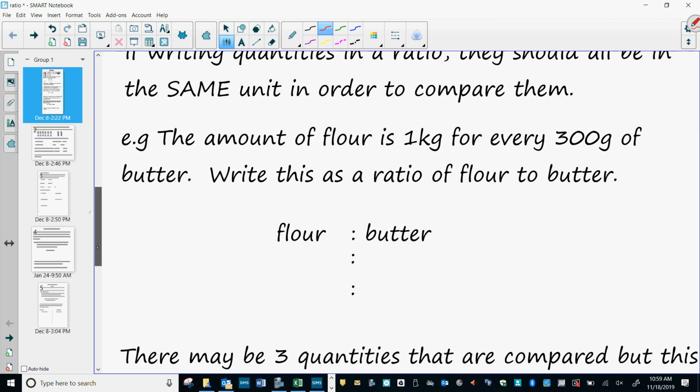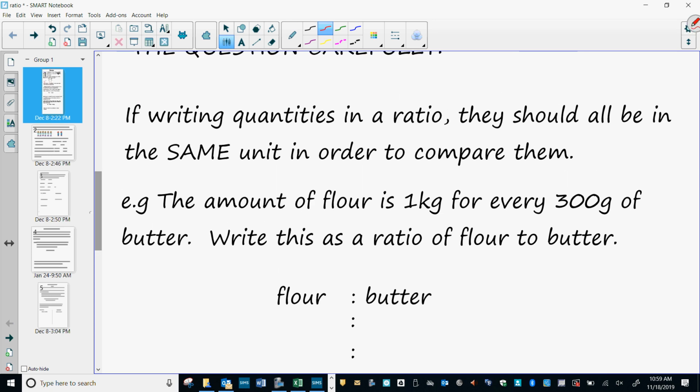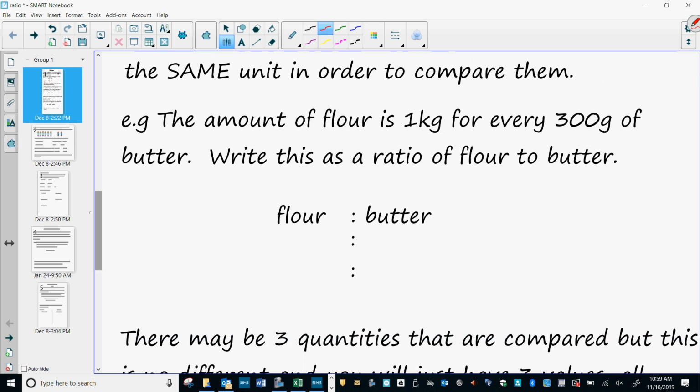Right, okay, so here we go. It also should be in the same units in order to compare them. So this one here, we've got flour 1 kilogram for every 300 grams of butter. This is the ratio of flour to butter. So my flour at the moment is 1 kilogram and my butter is 300 grams. Are kilograms and grams the same units? No. My question first of all is, is it better to change them to both grams or both kilograms? Both grams. Why would you say that? They don't have a decimal in it.